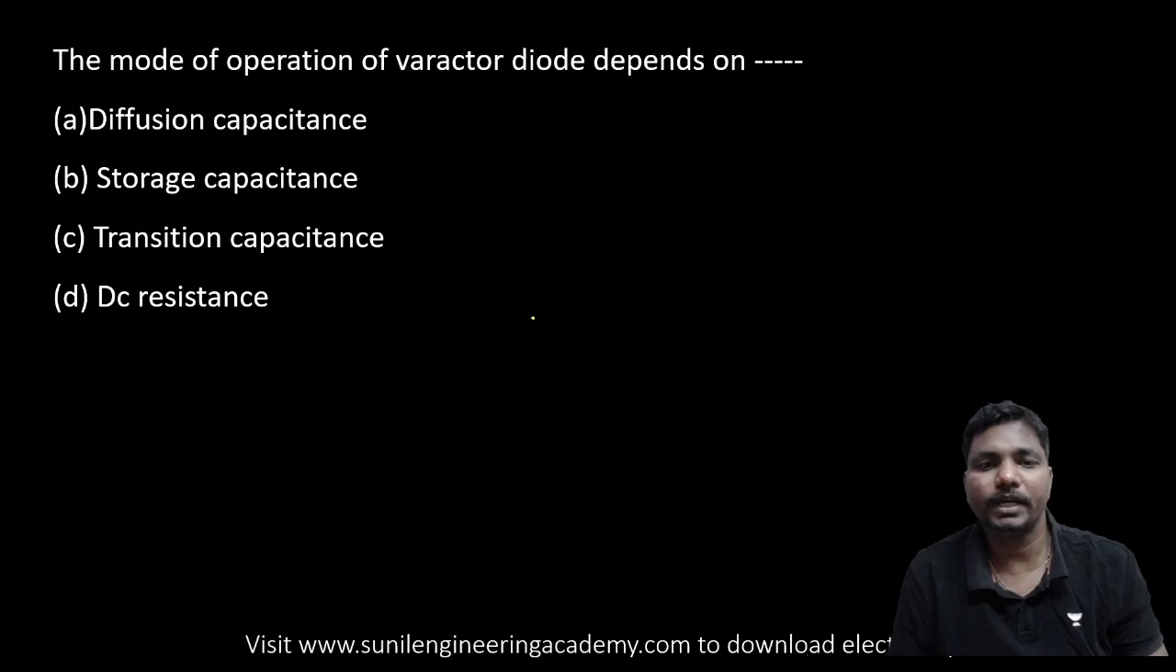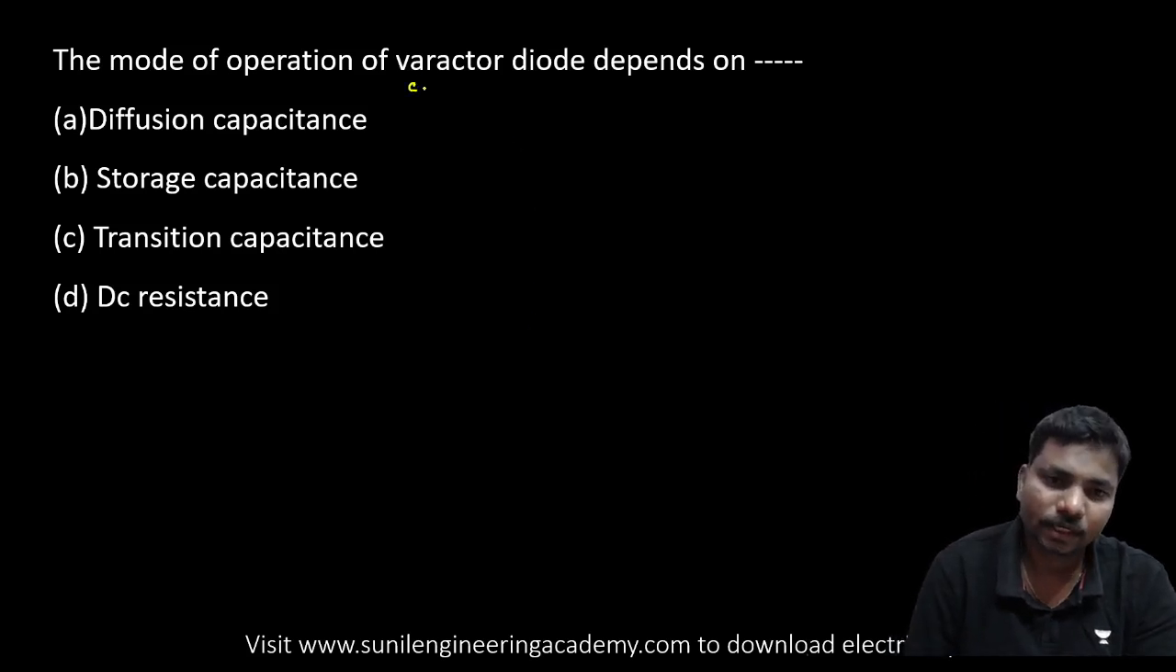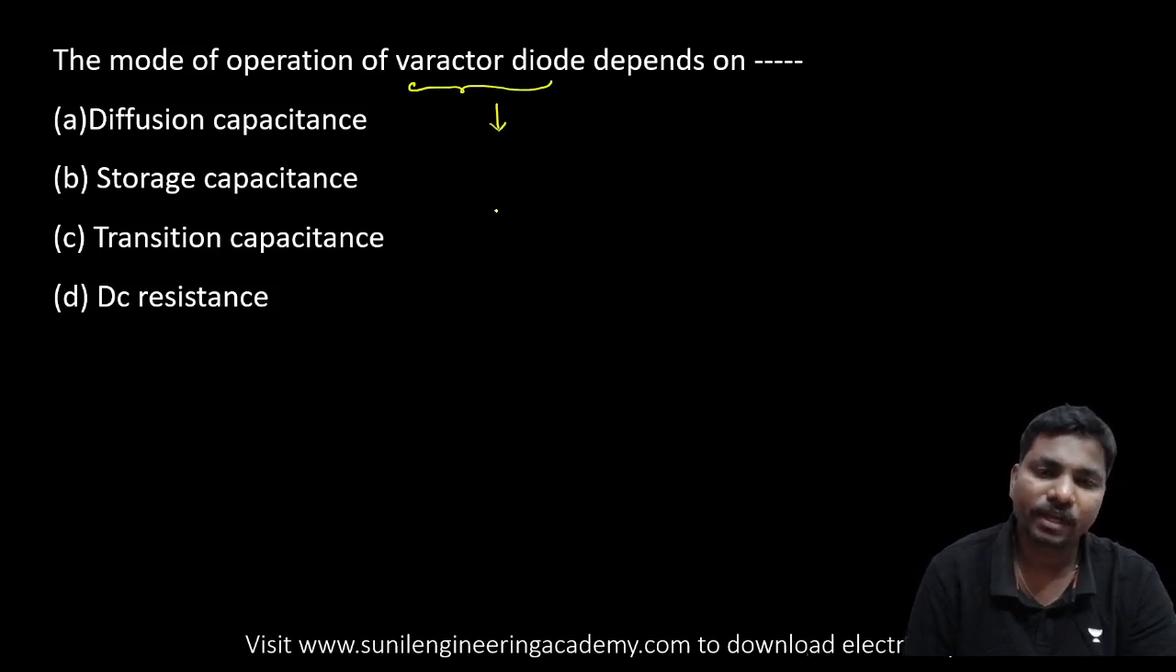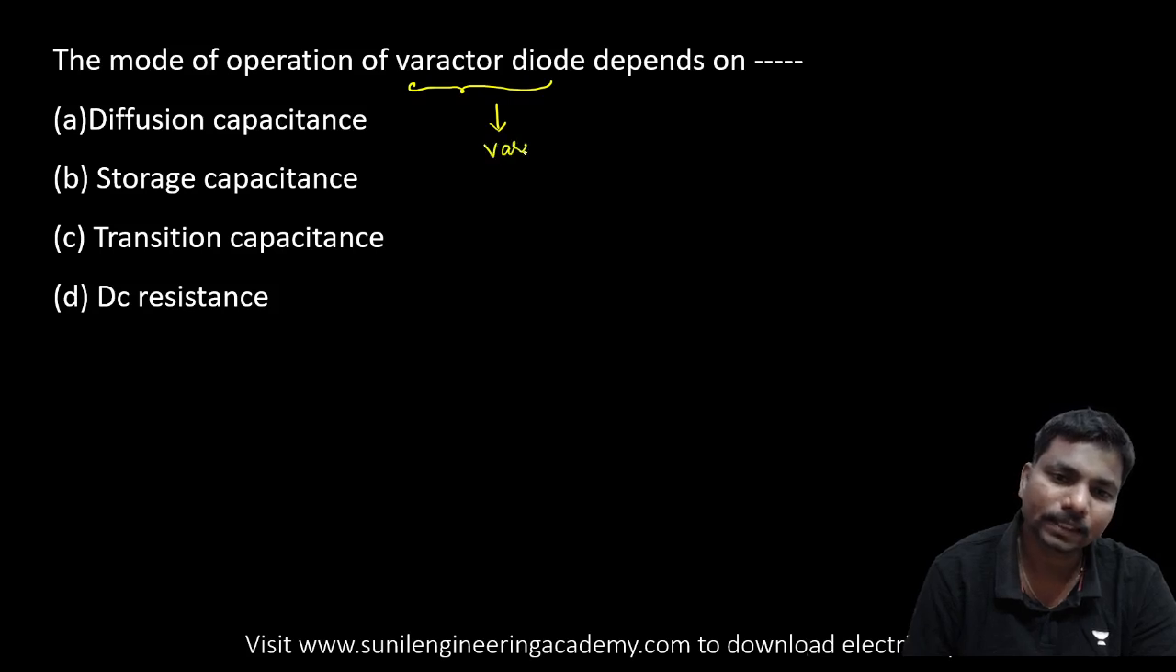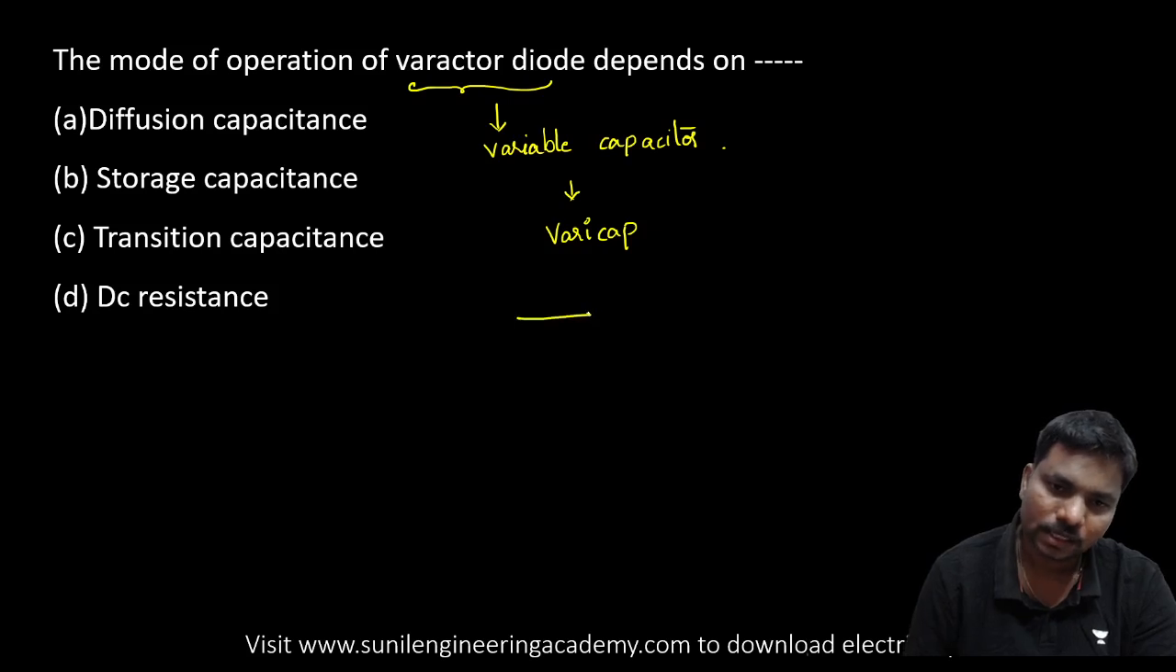Next, the varactor diode. It is a diode having a variable capacitor, so that's why it is also called varicap. It is an ordinary diode with a variable capacitor.